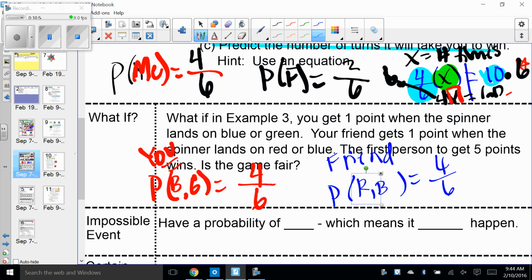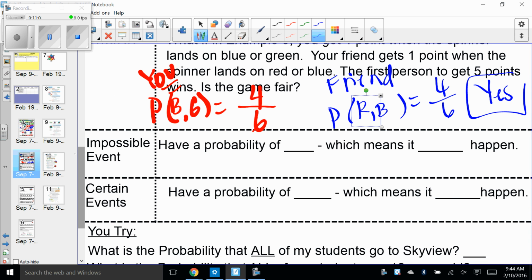The first person to 5 points wins. Is this game fair? Yes. You each have a 4 out of 6 probability, so you have the same chance of winning. For sure, it's fair. So your answer should be yes, but you should be providing some good solid math to support your answer.